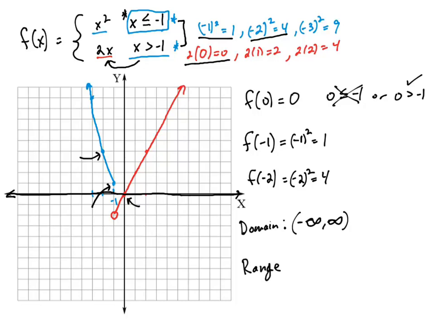And then for the range, let's think about what's the smallest y value? It looks like it's right here. It's close to -2, but it's not exactly -2. In other words, it doesn't include -2. But then from there, it looks like the y values just keep increasing. So the y values go to +infinity.